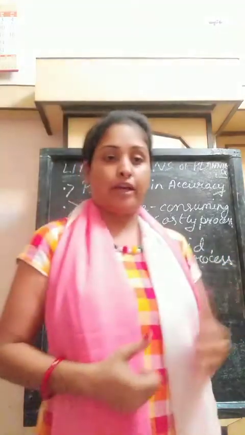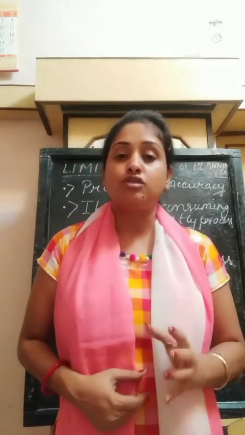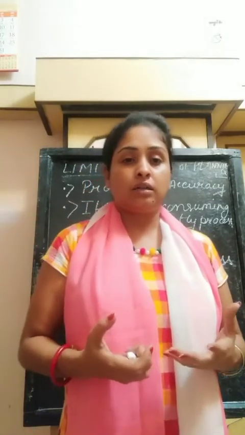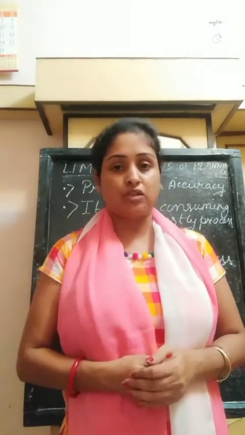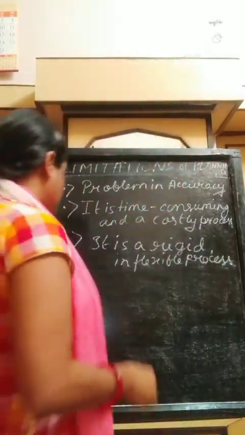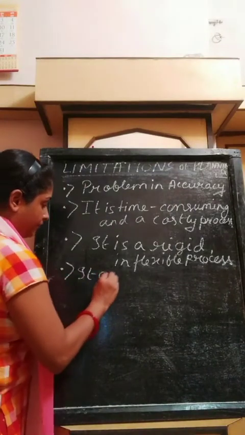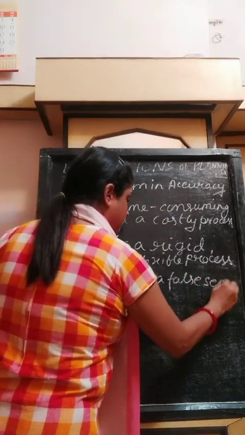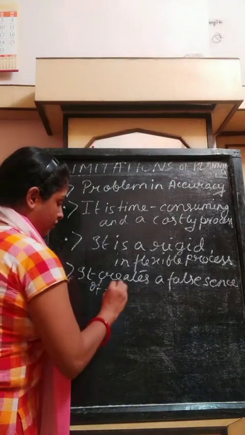Moving on to the fourth point. Planning creates a false sense of security among the managers. They believe that as long as everything goes on according to plan, there is nothing to worry about. So they move towards the fulfillment of their objective, and they can't think about improving the efficiency or effectiveness of planning. So it creates a false sense of security.